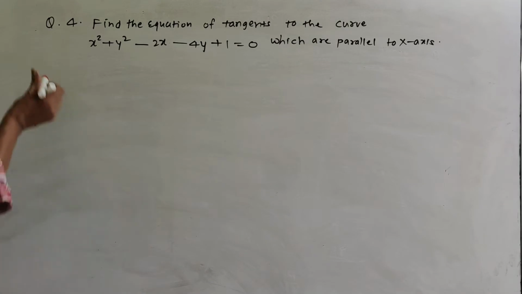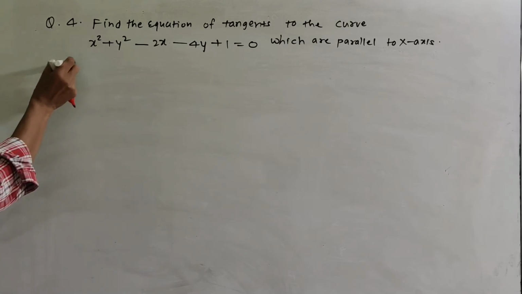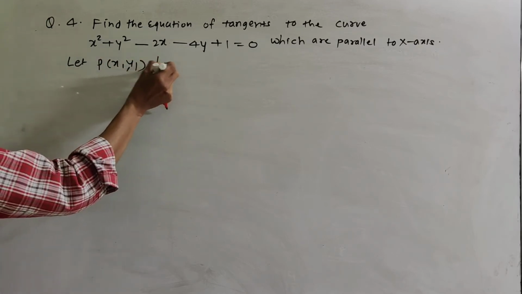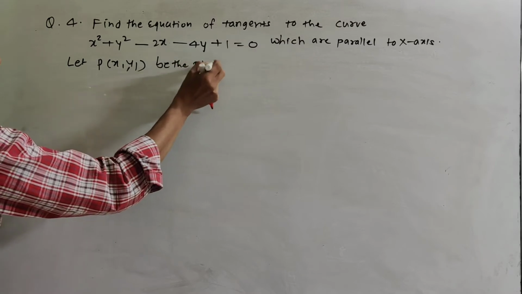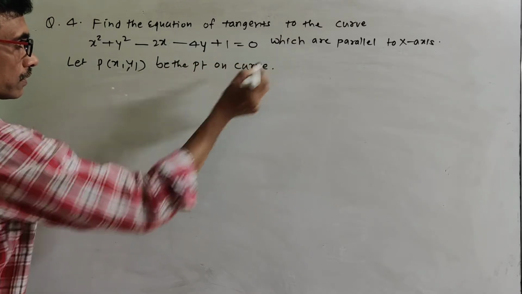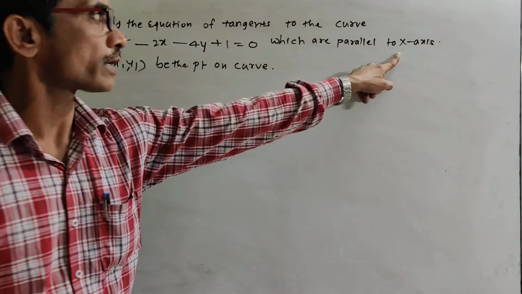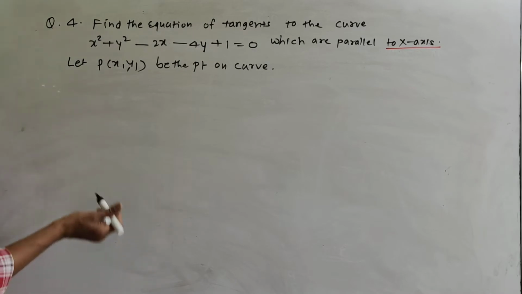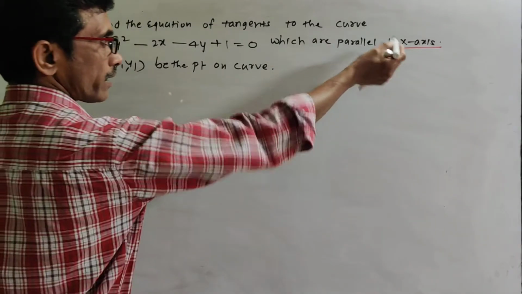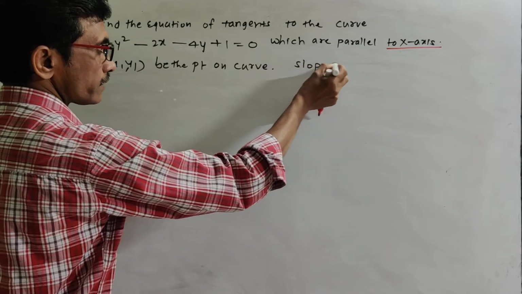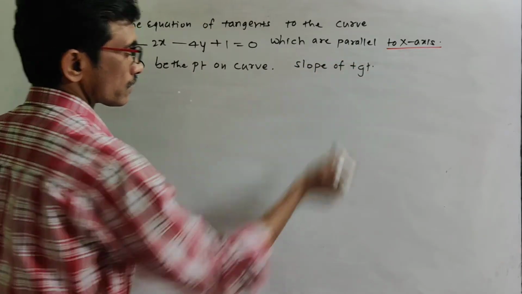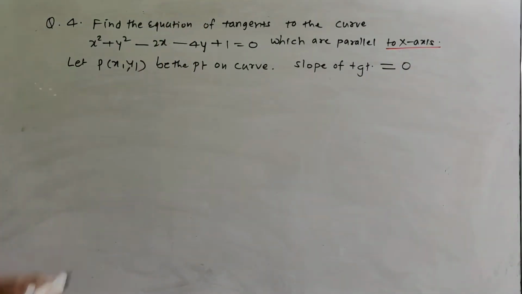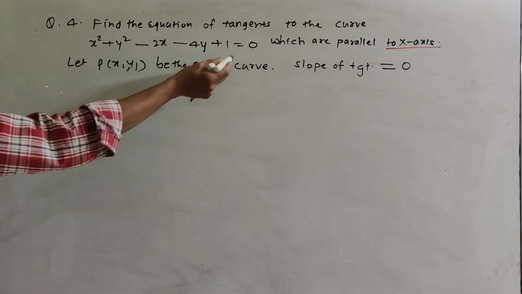So let P x1 y1 be the point on the curve. At this point the tangent is parallel to x-axis, meaning the slope of the tangent is 0. So since the tangent is parallel to x-axis, therefore the slope of the tangent is 0. Slope of tangent is 0. So first of all you will get the slope of the tangent. We differentiate it.